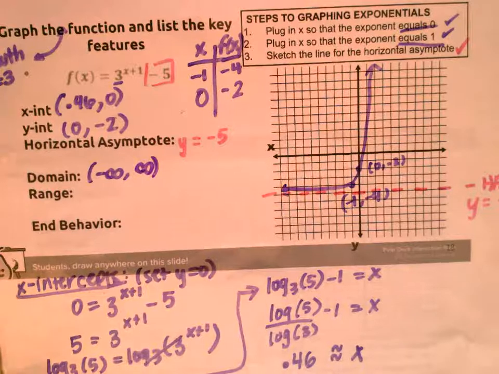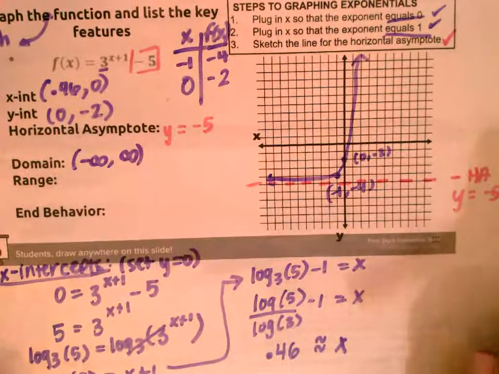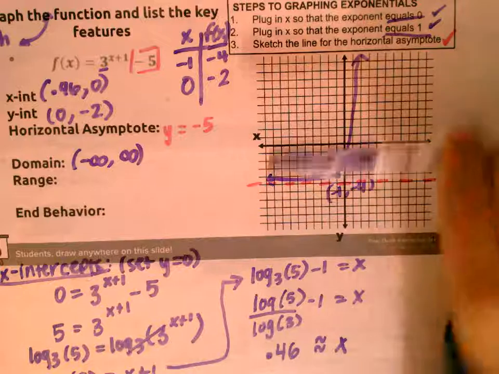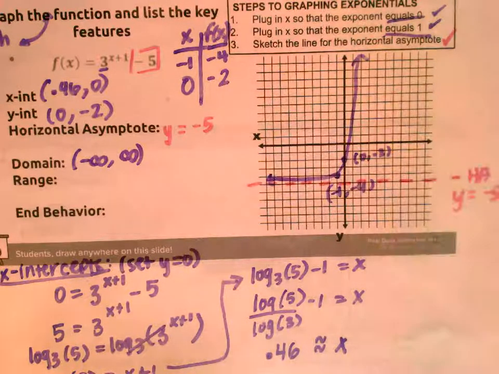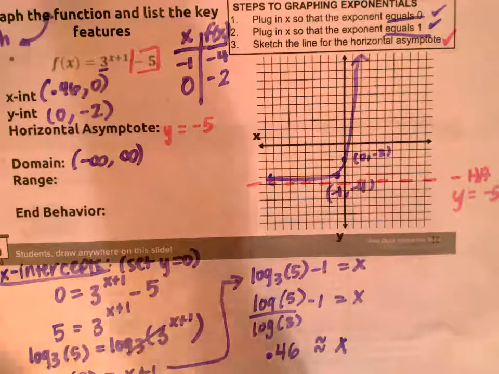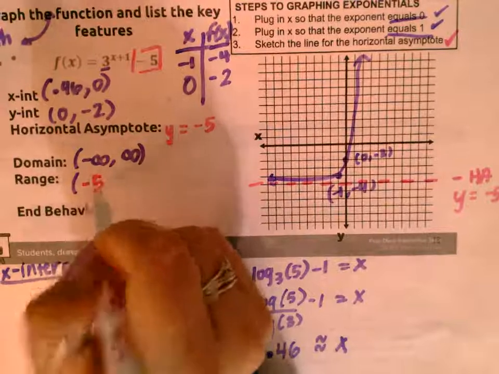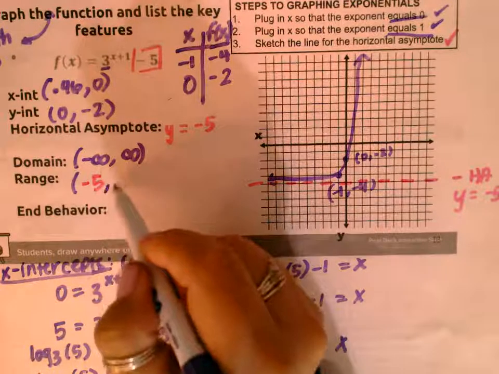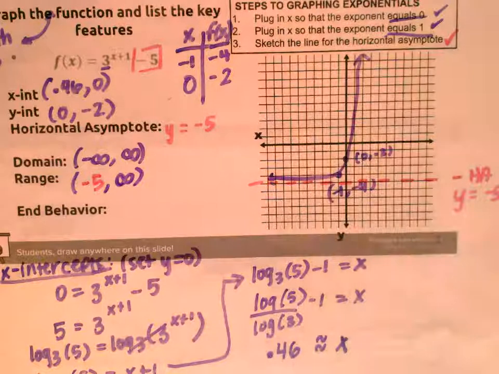My range, however, depends on the possible y values that I'm allowed to have. And notice that my graph only exists above my horizontal asymptote at y is equal to -5. So my range is going to be everything above y equals -5, since my graph exists above my horizontal asymptote. So my range starts at -5 and continues all the way up to positive infinity because it continues in the upwards direction.